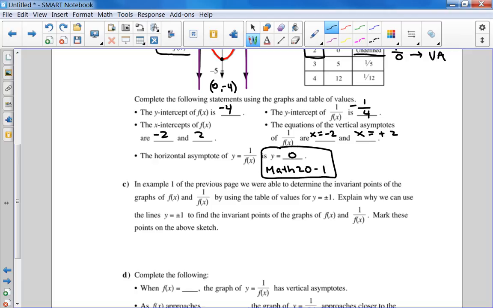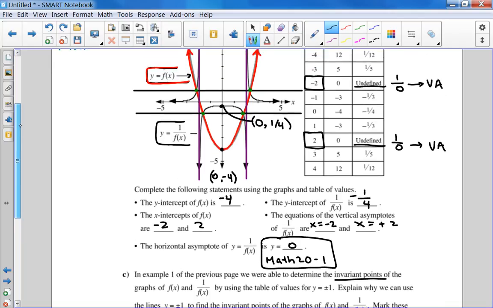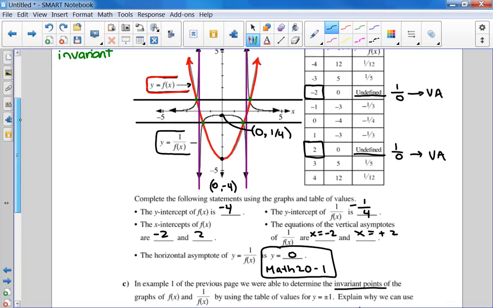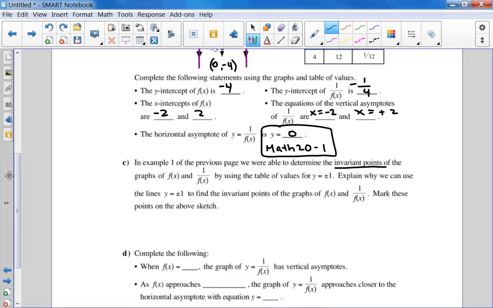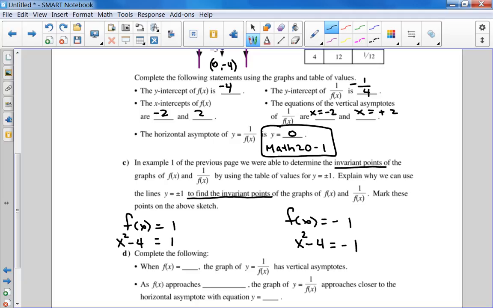Invariant points. That's what they want on this one. So what were the invariant points here? We had to go and find them, didn't we? To find the invariant points, you'd want to set the function equal to 1, and set the function equal to -1 and then solve for it. What's the function? X squared minus 4, right? And then you go ahead and solve these.